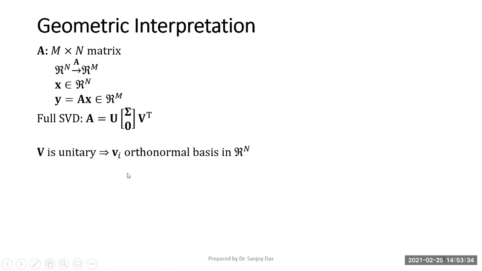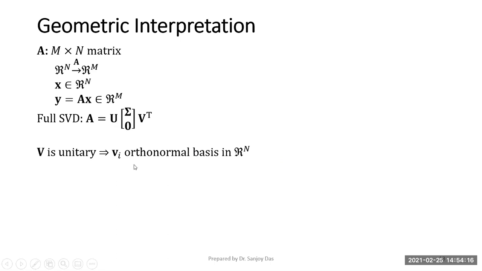So why are they orthonormal? Because V is a unitary matrix. So all the Vi's are unit vectors and they're mutually orthogonal to one another, which is the same thing as saying that the Vi's are orthonormal to one another. So in this n-dimensional space, these Vi's can act as coordinates. They're unit vectors and they're all mutually orthogonal to one another.